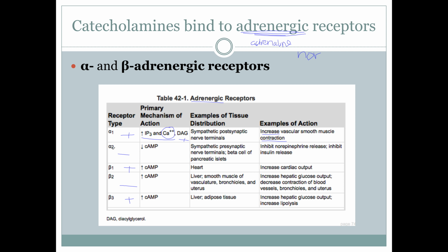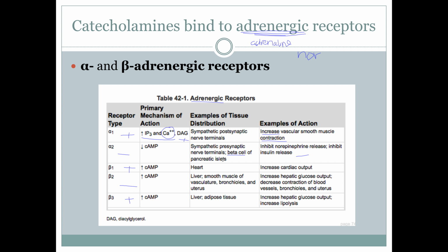Instead, when you see an even number like alpha-2 receptors, you see them mainly on muscle cells, like smooth muscle cells, especially in the vasculature. You see them on presynaptic nervous terminals. You see them on beta cells in the pancreas, and they inhibit norepi release. They inhibit insulin release.